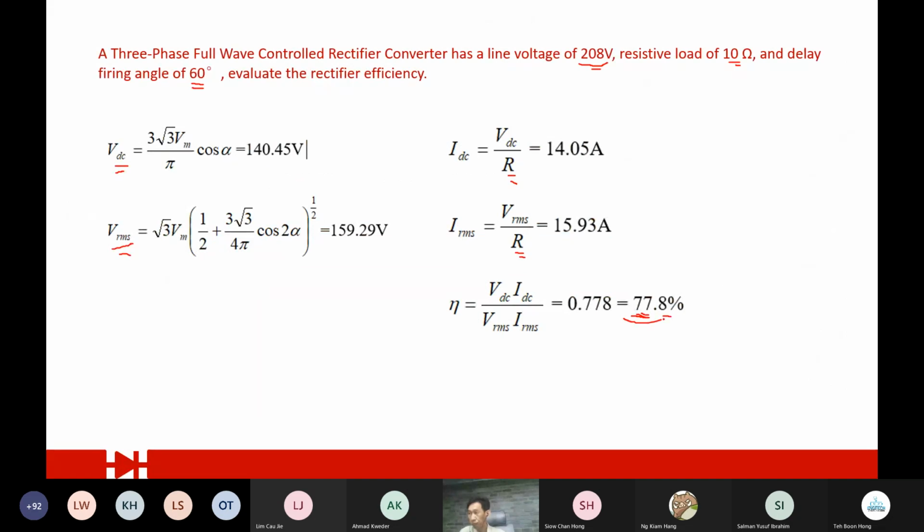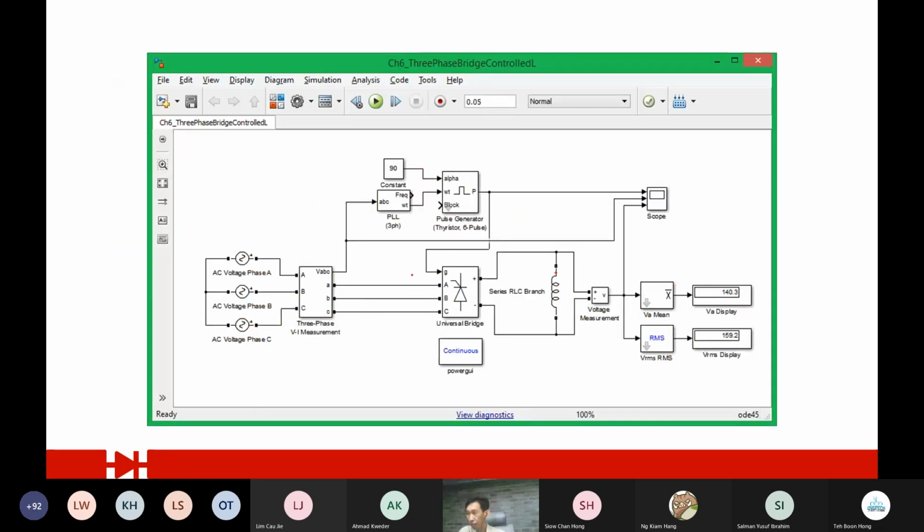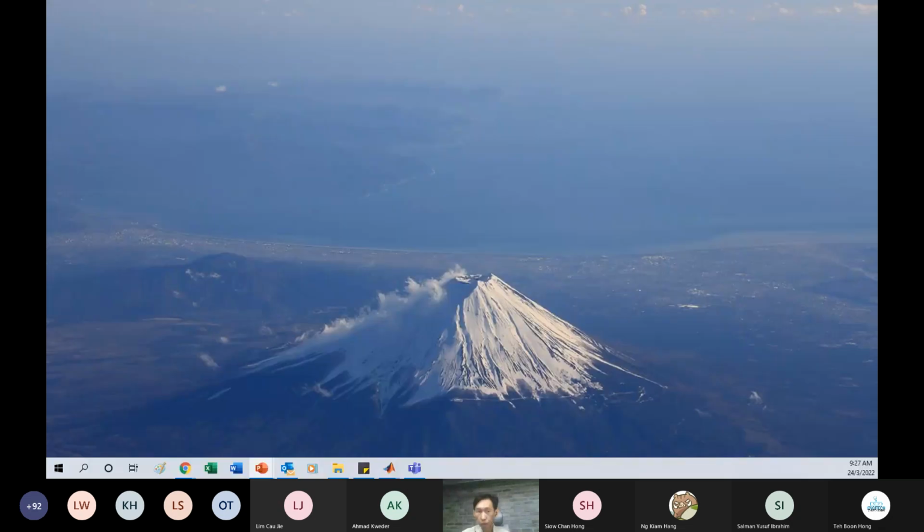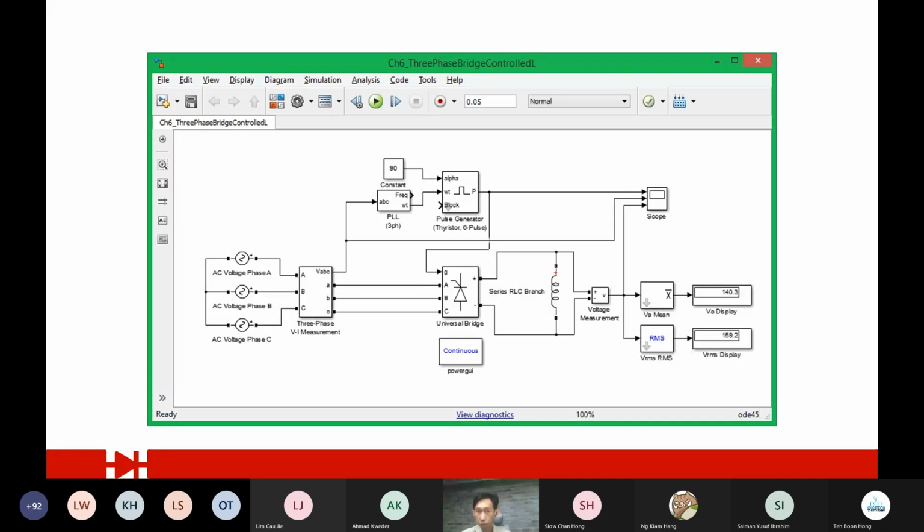All right, this is just another example to show the firing angles. Wow, step the bridge. See, three-phase bridge.